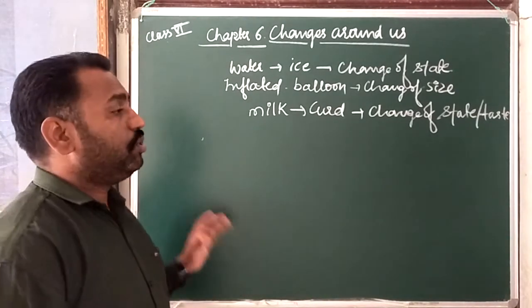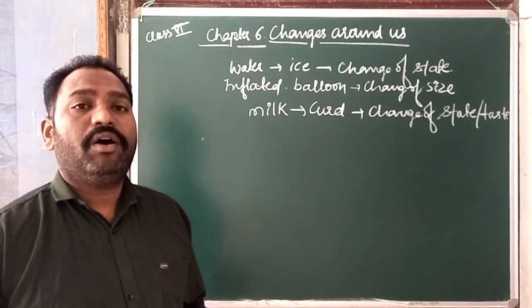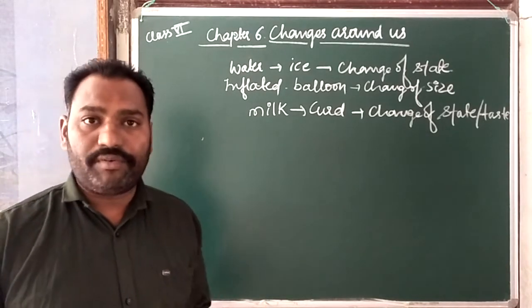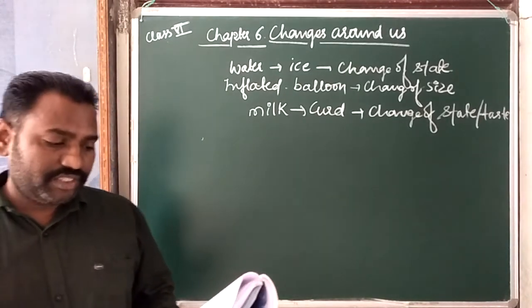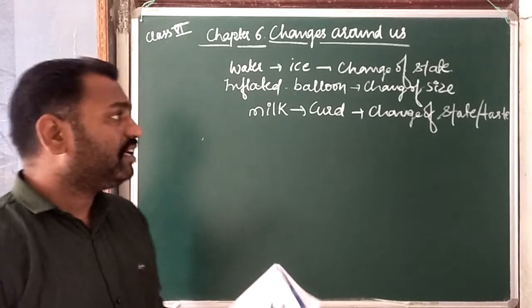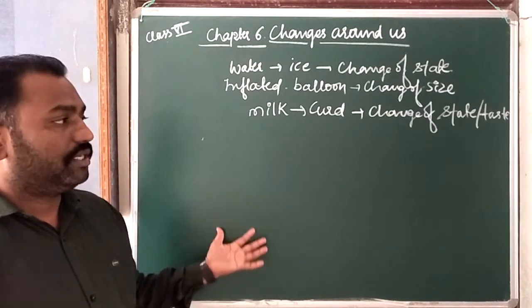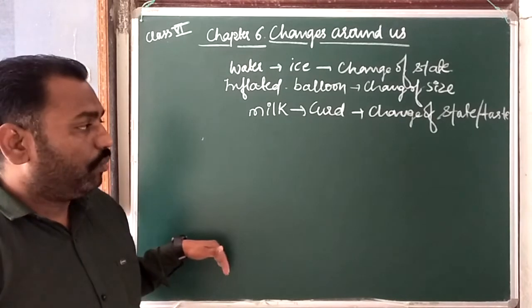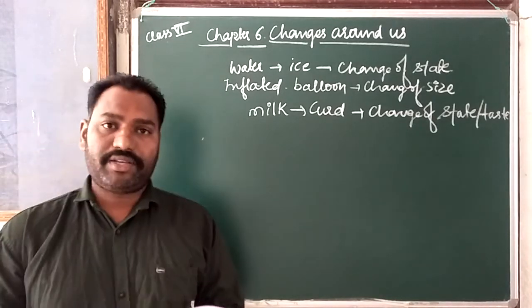Slow changes are like the increase of our height, the development and growth of our body structure. These are slow changes. And fast changes are like firecrackers. On Diwali days you generally see firecrackers, where there is a very quick chemical reaction, and that change is a fast change.